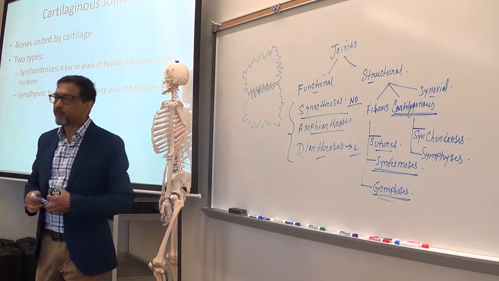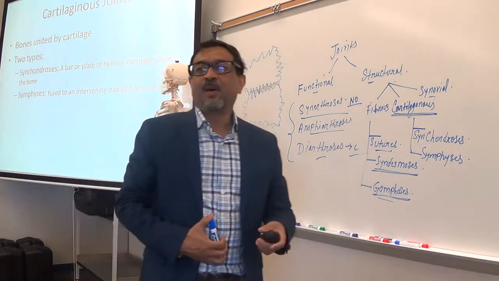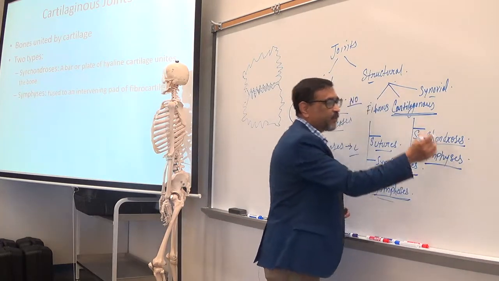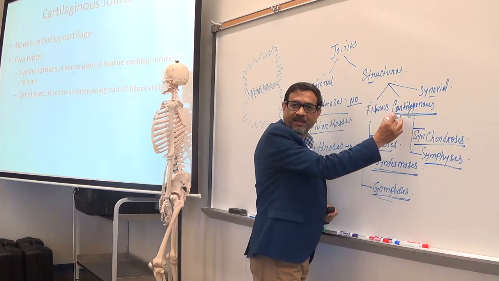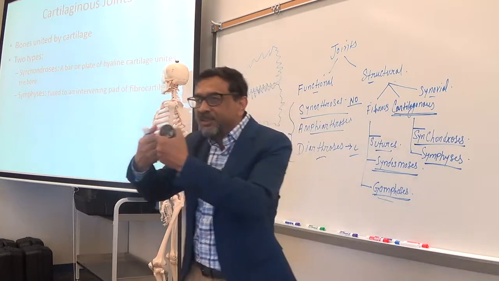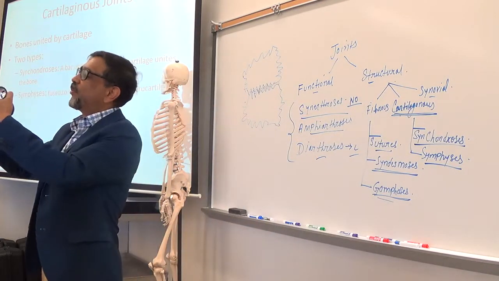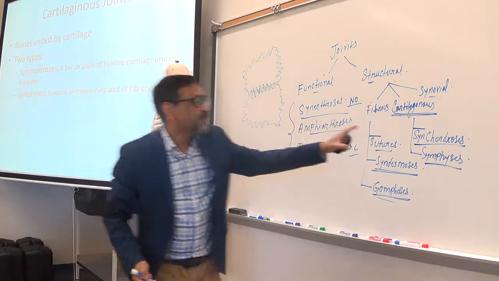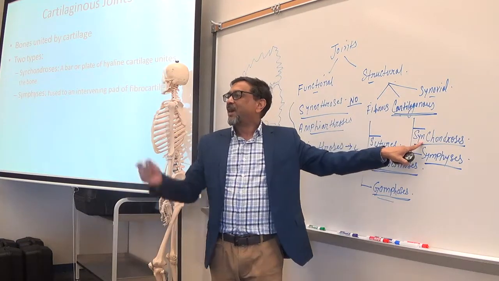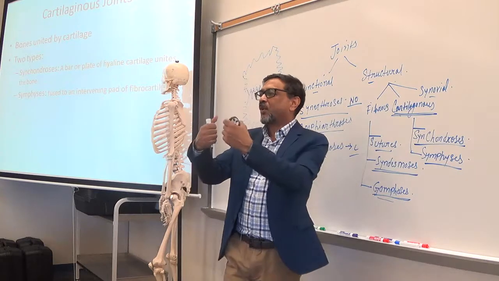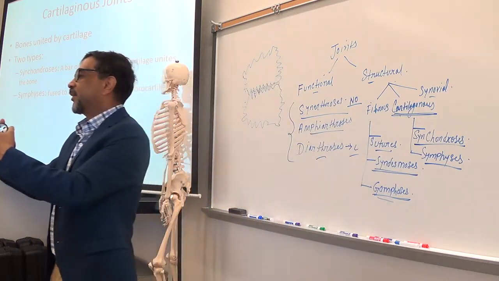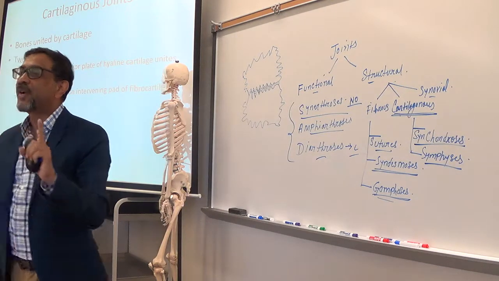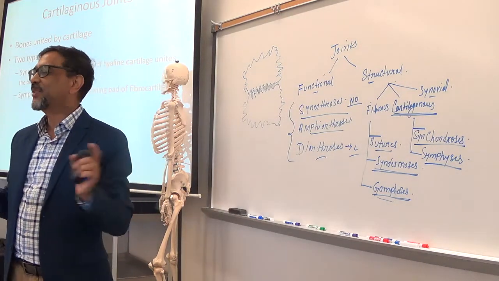Makes sense? Now, what is the difference between synchondrosis and symphysis? Both belong to cartilaginous joints, right? That means cartilage holds the bones together. That's why cartilaginous. In synchondrosis, hyaline cartilage holds the bones together. Hyaline type cartilage in synchondrosis. In symphysis, fibrocartilage. So that is the difference.